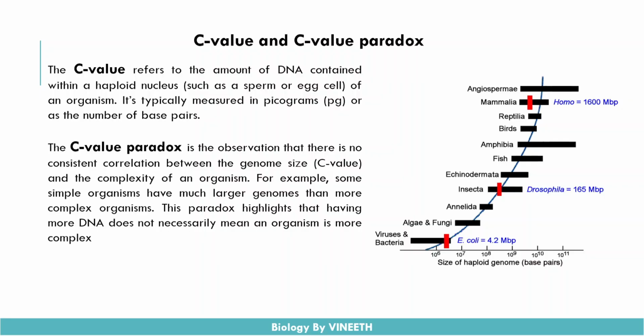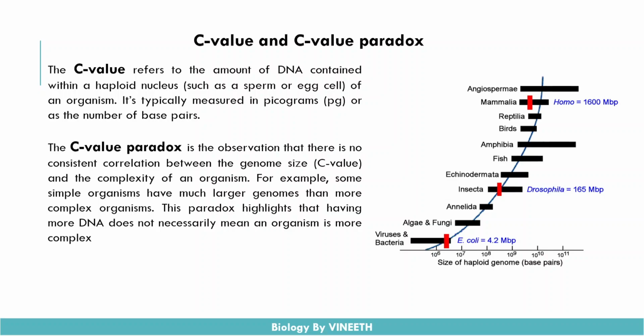Different organisms have much more DNA when you compare with the body size. The body size may be small, like Drosophila, but the Drosophila's genome is much bigger than that of similar insects. The C-value paradox actually tells that there is no consistent correlation between the genome size, which is also called the C-value, and the complexity of an organism.